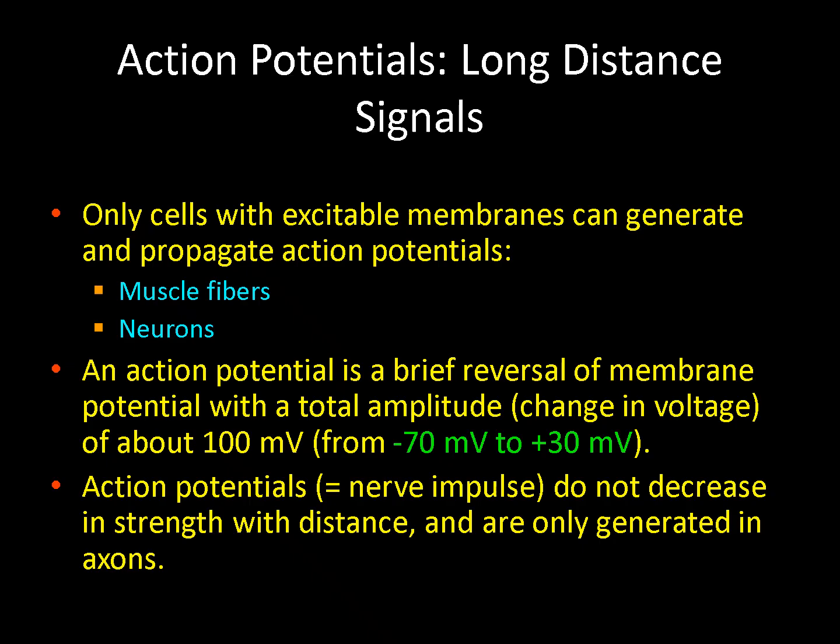Let's now talk about action potentials, which are the signals that travel long distances through excitable cells. Only certain cells have membranes capable of generating and propagating action potentials, specifically, neurons and muscle fibers. An action potential is a rapid, brief reversal of membrane potential. It shifts by about 100 mV, moving from -70 mV to +30 mV. Unlike graded potentials, action potentials do not decrease in strength with distance. They are all or none events, and are only generated in axons. This property allows neurons to transmit signals efficiently across long distances without losing intensity.